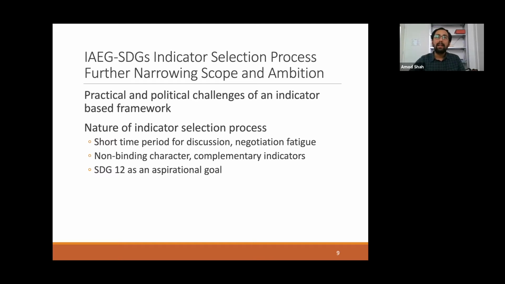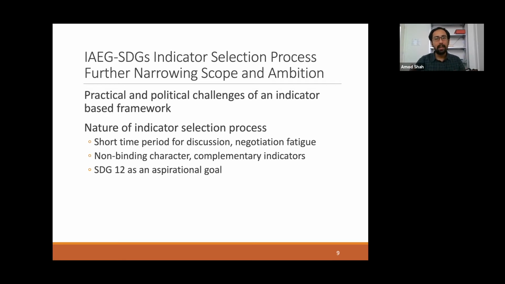Having said that, we did feel that there was relatively limited debate on these indicators, especially for SDG 12, compared to the targets and the open working group discussion. To some extent, this may have to do with just negotiation fatigue.